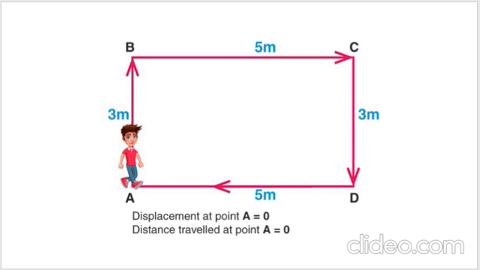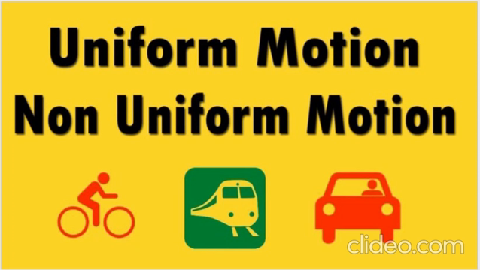Alright, so here if you see, displacement at point A is 0. He didn't move, it is 0. And distance traveled is also 0. Right? Distance can be 0, but it cannot be negative. So distance is 0 because it didn't cover anything yet. Correct? Now, the next important thing is about uniform and non-uniform motion.